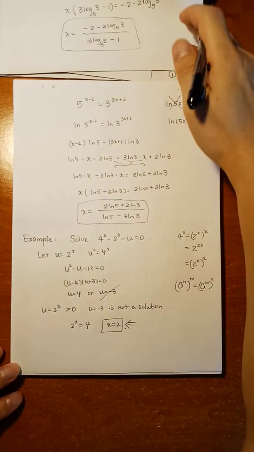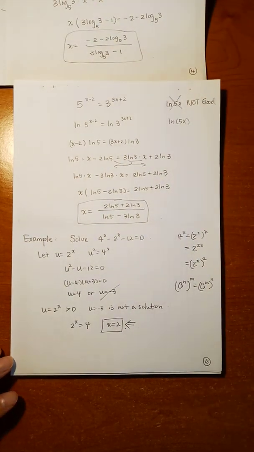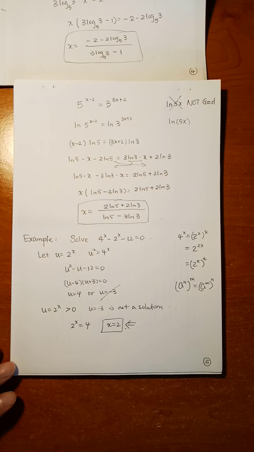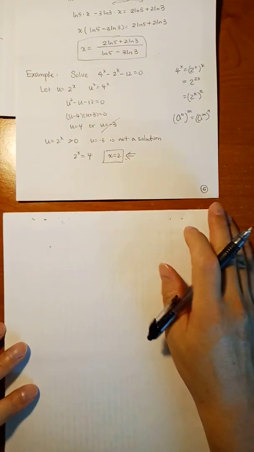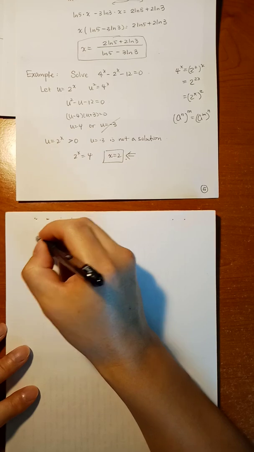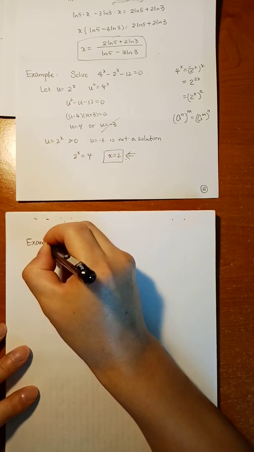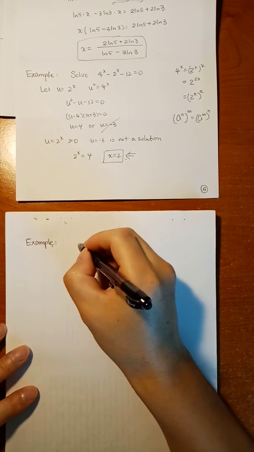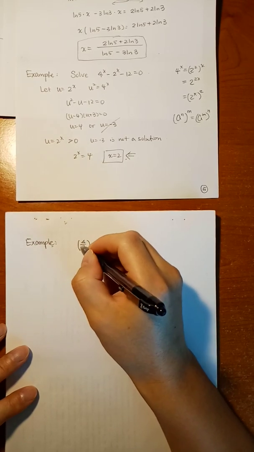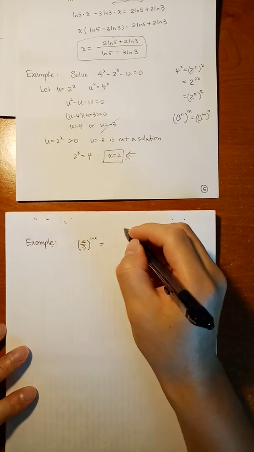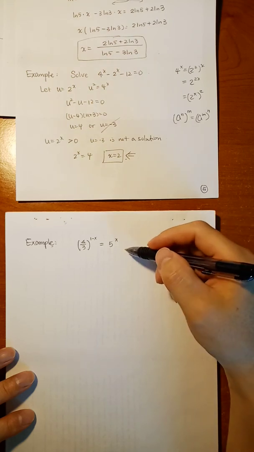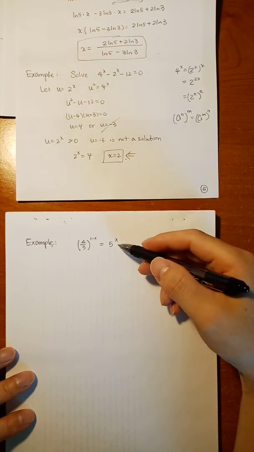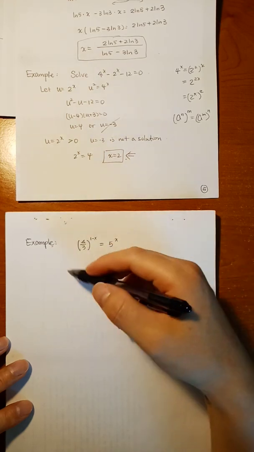Okay, so this is section 6.6. Let me do more examples and we try to understand. For example, if we have (4/3)^(1 minus x) is equal to 5^x, then you can use either the first idea or the second idea. So let's try the symmetrical way.